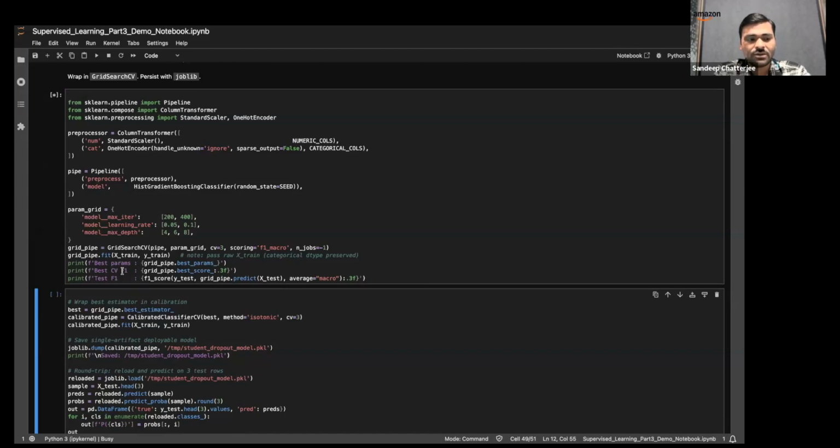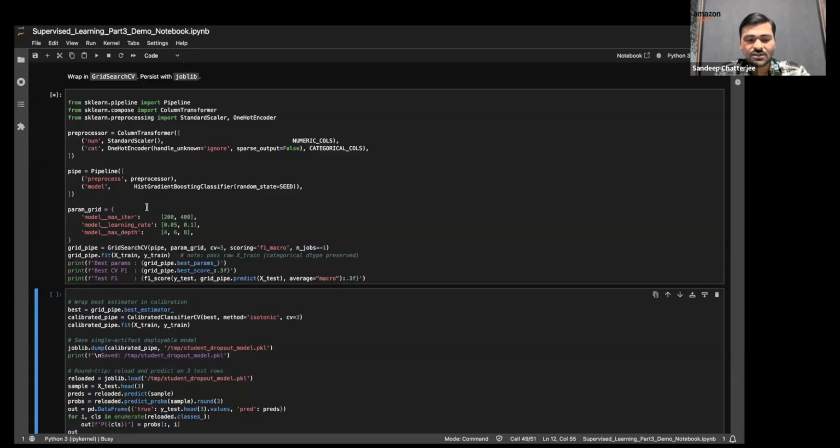So what will this pipeline do? It will do column transformation. It has a one hot encoder for categorical features, and it has standard scaling for numerical features that automatically does that. Then it will have a classifier which will pick the best classifier. So this is about the model part. We are using HistGradientBoostingClassifier with random state as 42.